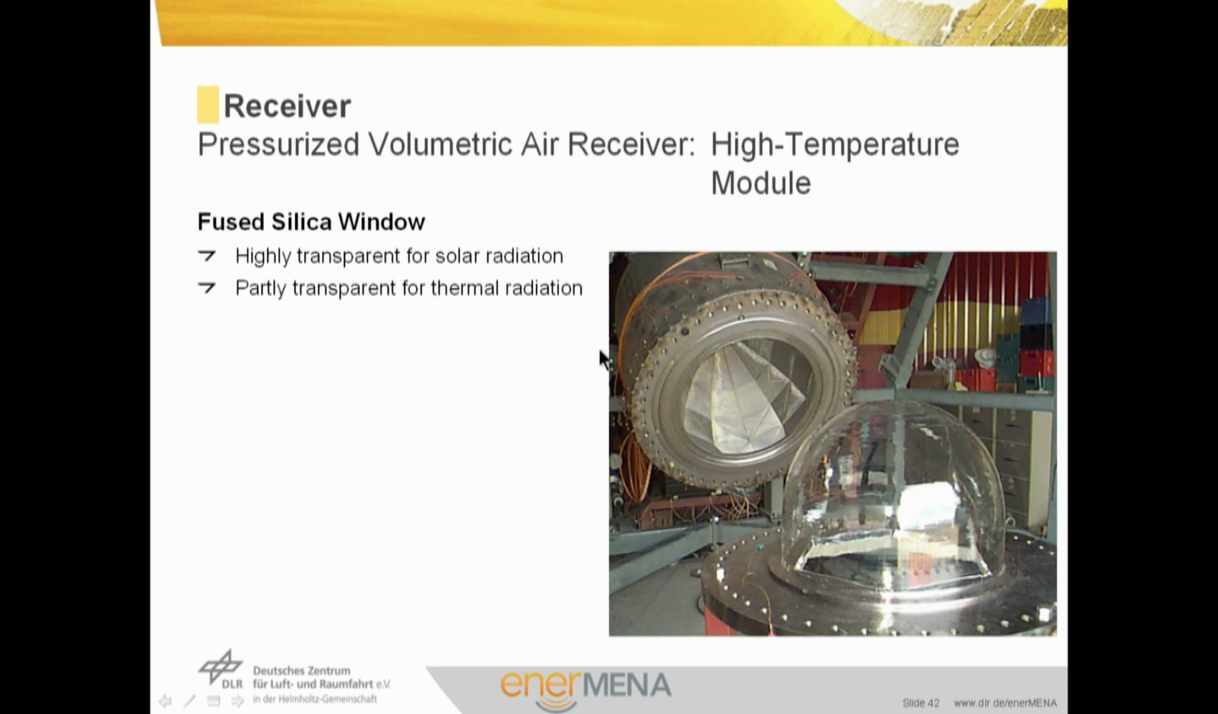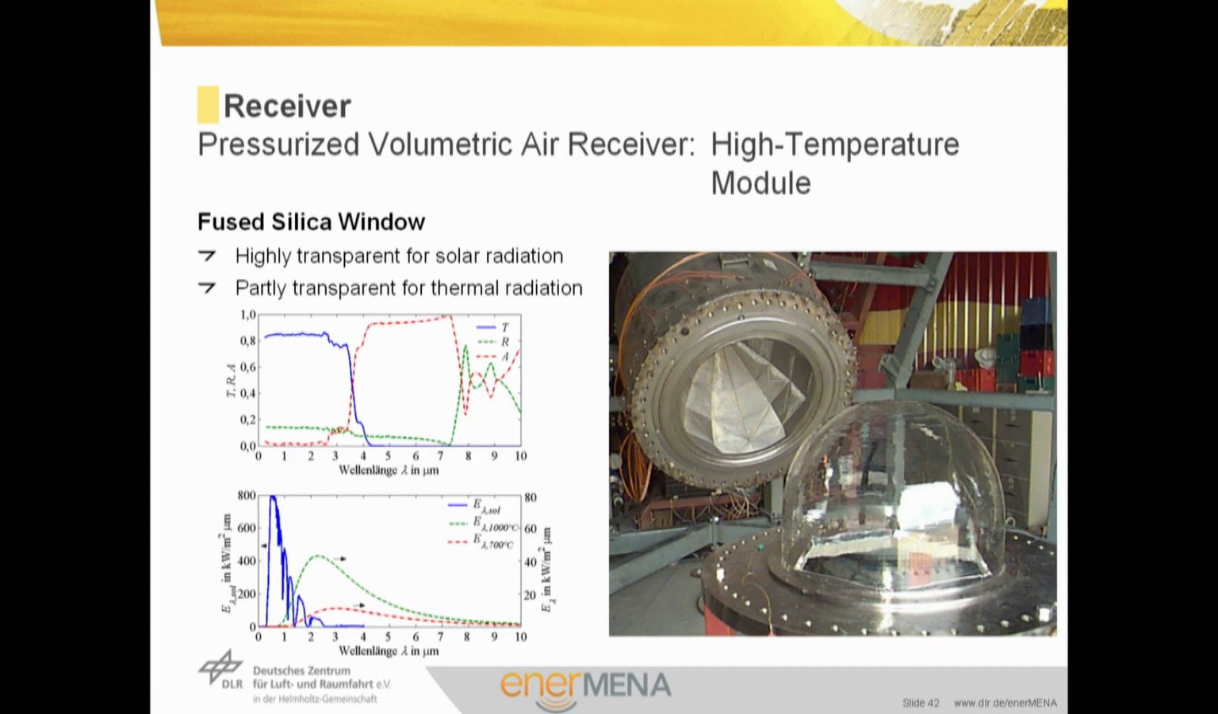The fused silica window is highly transparent for solar radiation, but only partly transparent for thermal radiation. Solar radiation transmits well, while thermal emission of the absorber to ambient is reduced. We see this in these 2 plots. In the bottom you see the solar spectrum, blue here, and on the top you see the blue line, the transmittance of the fused silica window. And you see that the solar spectrum transmits through the silica window.